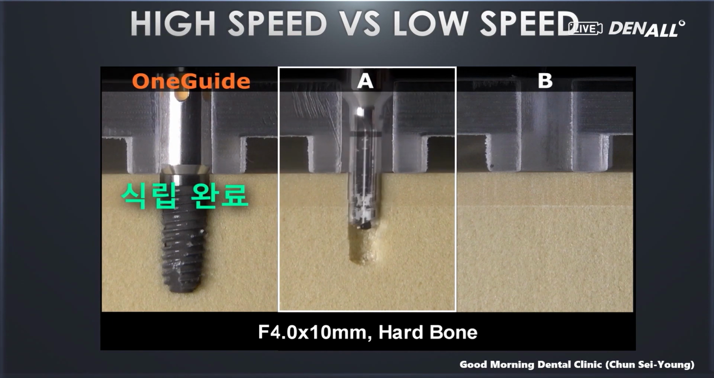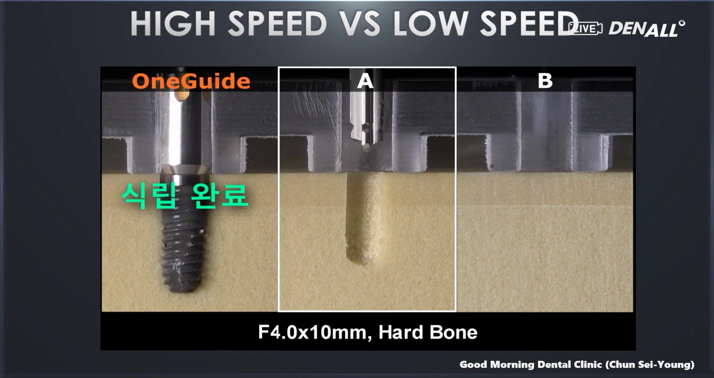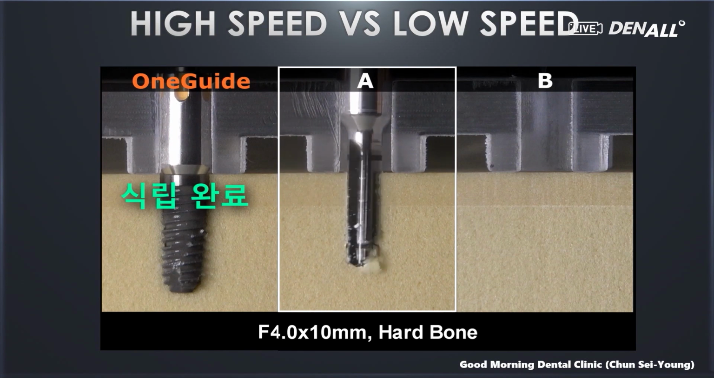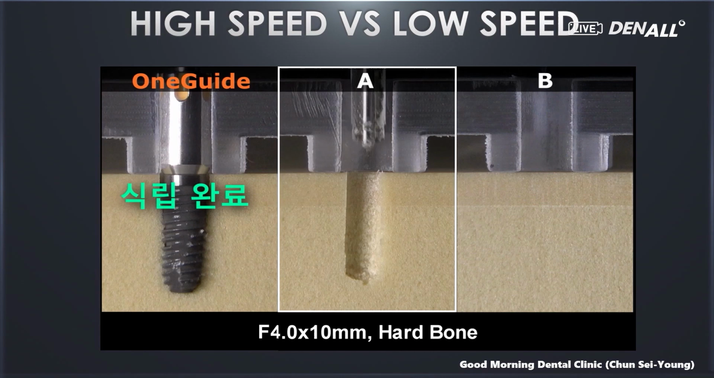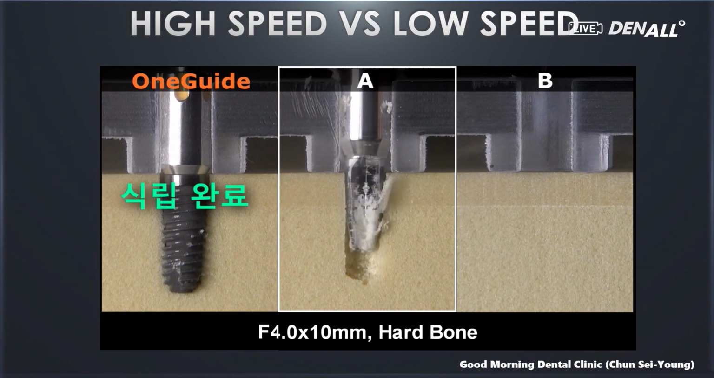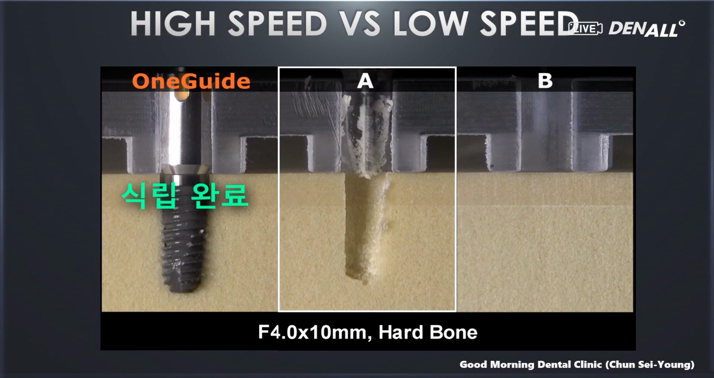So, when a guide sleeve is not used, low-speed drilling is more accurate than the high-speed drilling. That's what I've been thinking about for a long time. So, if you use low-speed drilling, the gap between the barrel and the sleeve can be minimized, enabling more precise drilling. That is the advantage.